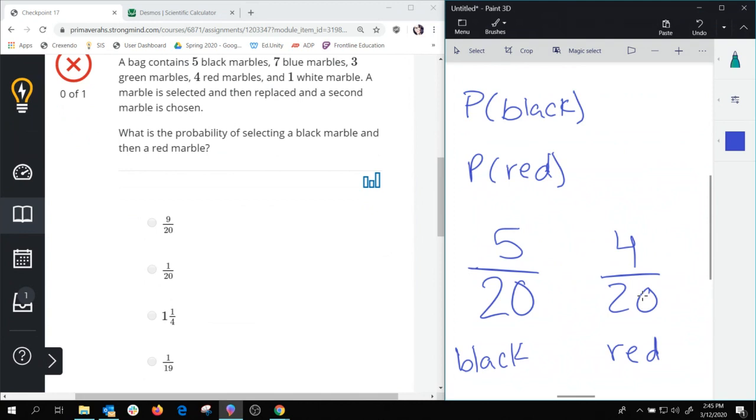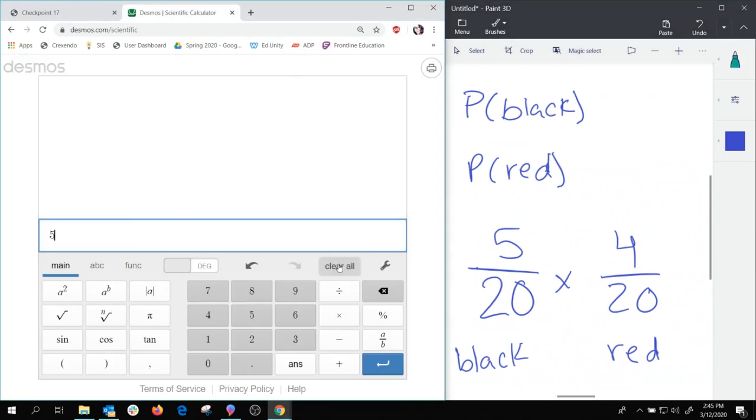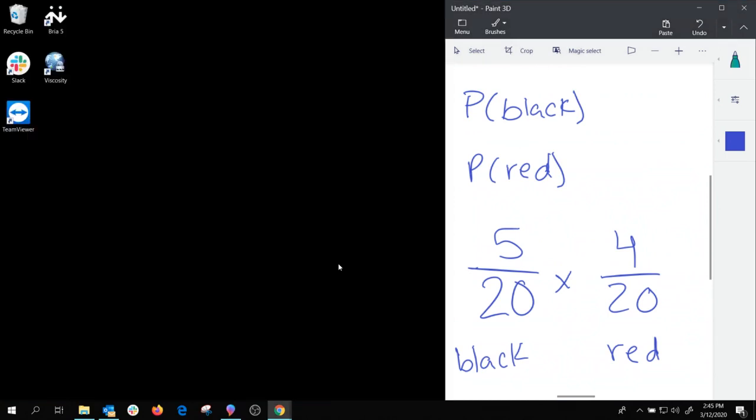Okay, so now again, since our probability used the word and, that means we're going to multiply them. All right, so I have 5 over 20 times 4.